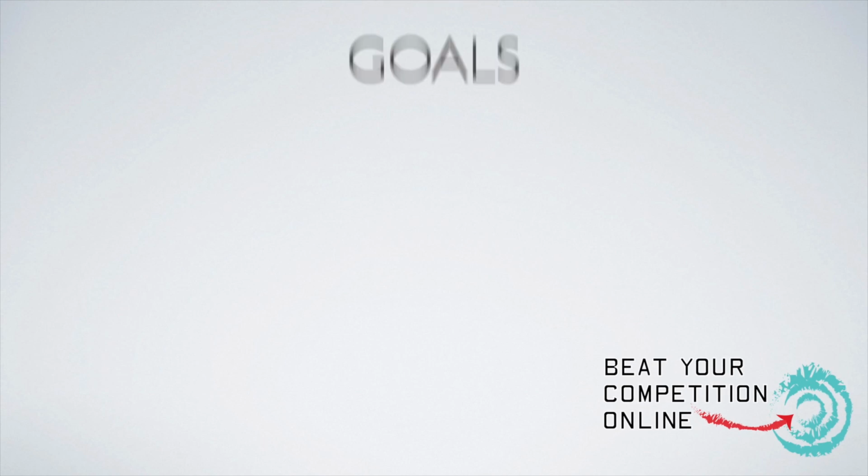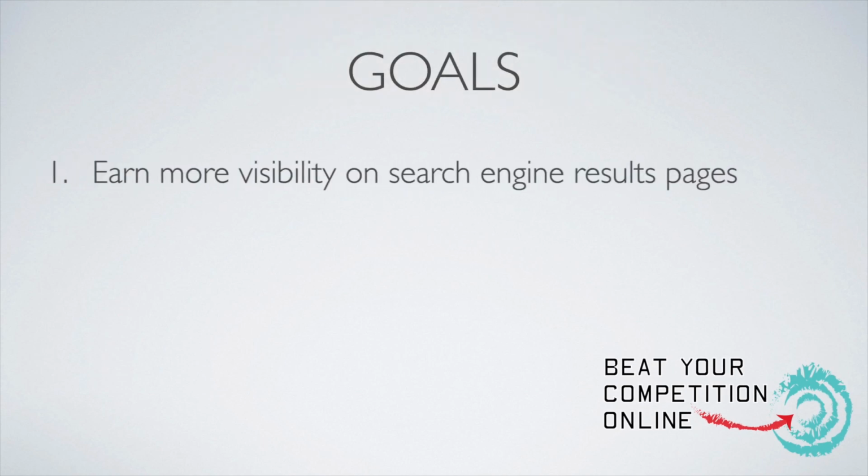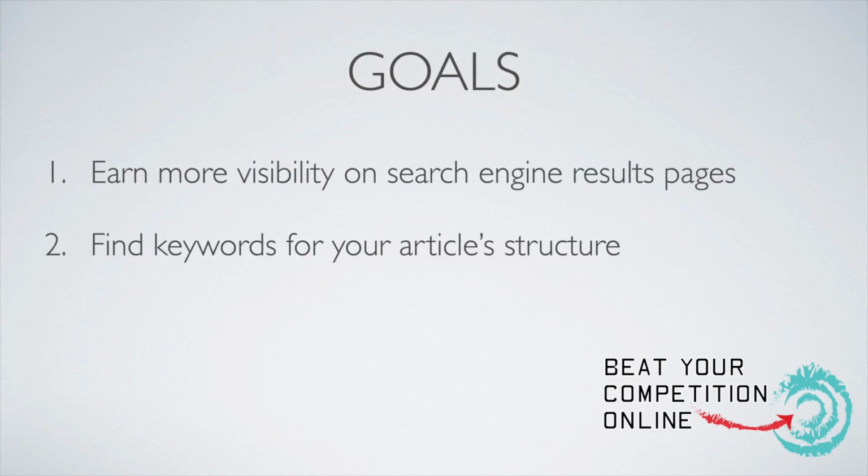So that's scenario number 1. Scenario number 2 is when we need to find keywords for your article's structure. The Keyword Magic Tool takes the guesswork out of search engine optimization and content development.